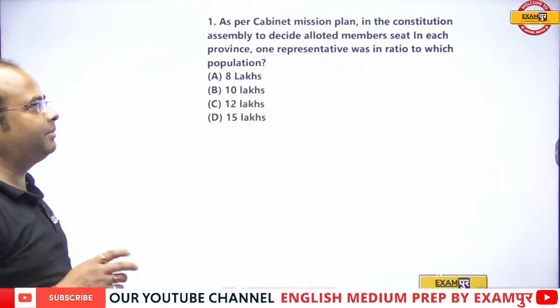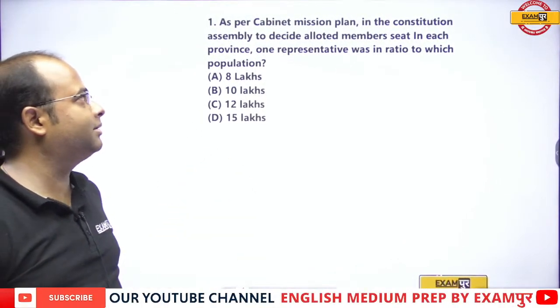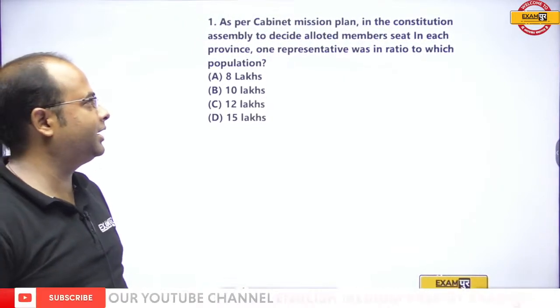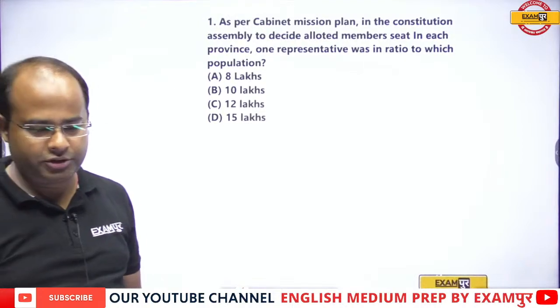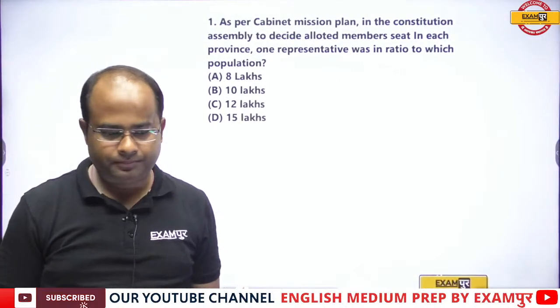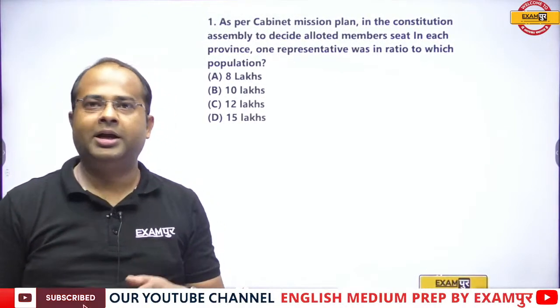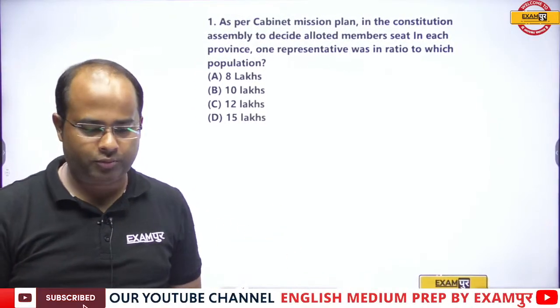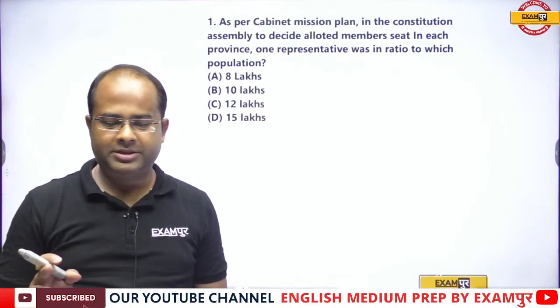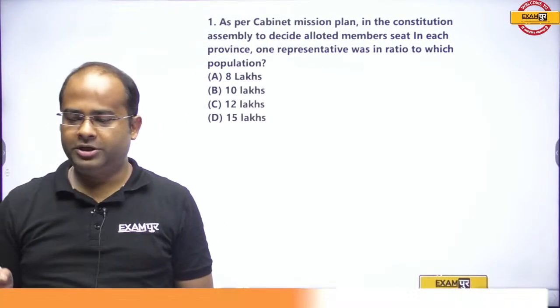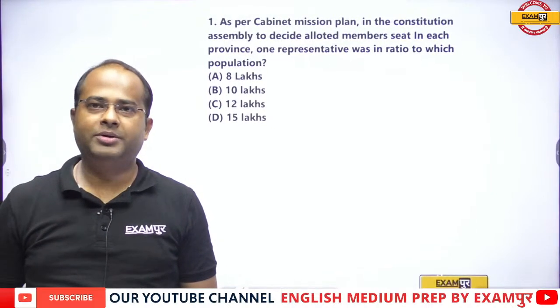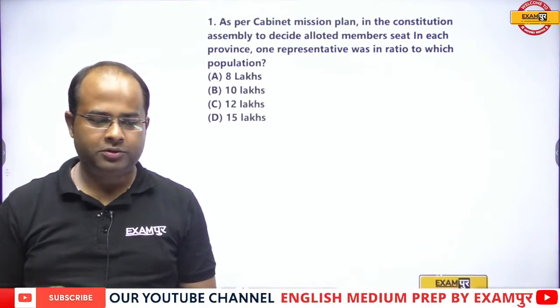Here is the first question before you. As per the Cabinet Mission Plan, in the Constituent Assembly, to decide the allotted members in each province, one representative was chosen in the ratio of which population? One representative was chosen on how much population? 8 lakh, 10 lakh, 12 lakh or 15 lakh?